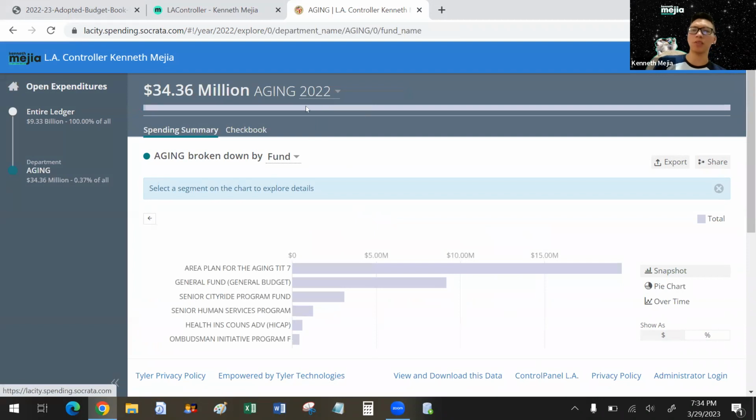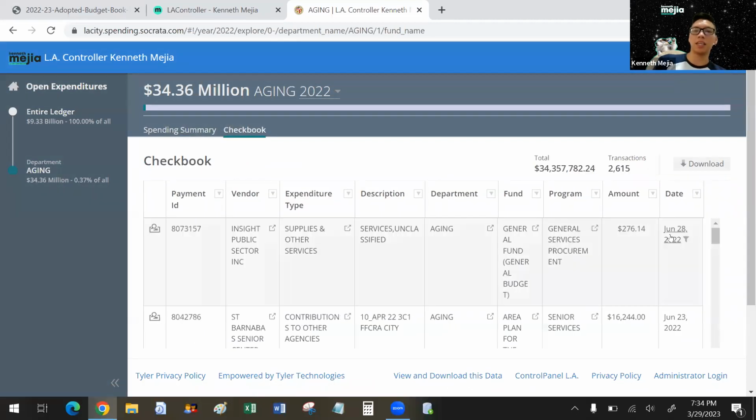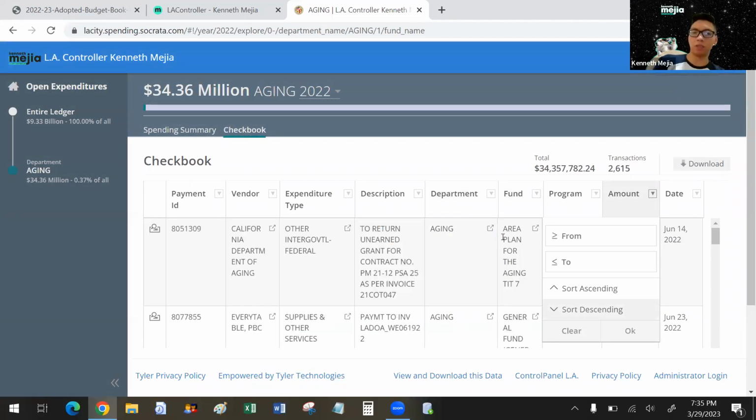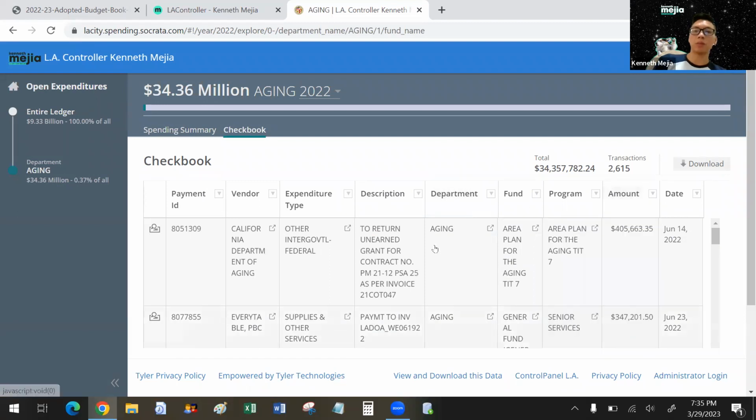In fiscal year 2022, the aging department spent 34.36 million. You click on checkbook here, and you could see how much money we spent and where. If you want to mess with the filters and sort by highest expenses to lowest expenses, you totally can. The highest expense for the aging department was 405,000 to the California Department of Aging, and it looks like we had to return an unearned grant for a contract number. So you could see information there.